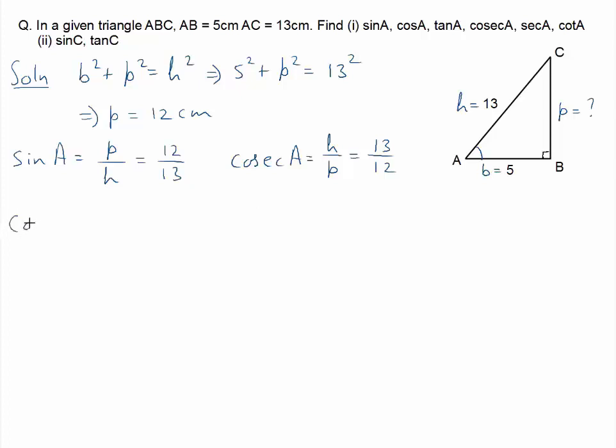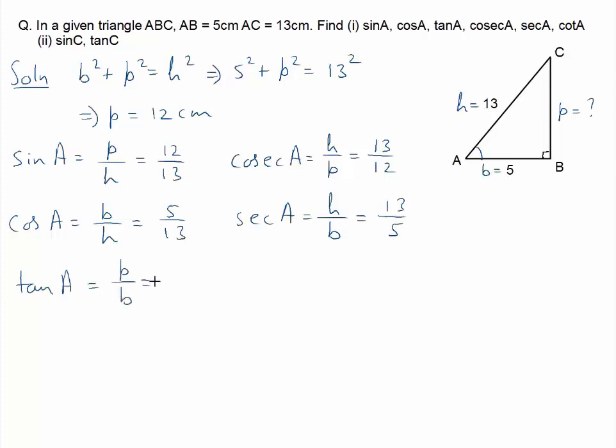Similarly, cos of A equals base upon hypotenuse, that's 5 by 13, and sec A equals hypotenuse upon base, that's 13 by 5. Tan of A equals perpendicular upon base, that's 12 by 5. Cot A equals base upon perpendicular, that's 5 by 12.